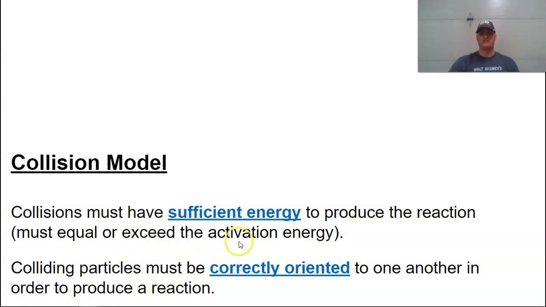So they must equal or exceed what's called the activation energy. They also must be correctly oriented with one another to produce a reaction. The idea is that if one end of a molecule is trying to react but it's coming in backwards, it can't line up to overlap the orbitals it's meant to react with. The bigger the compounds are, the harder this usually is, because you have more areas where this could go wrong as opposed to where it could go right.